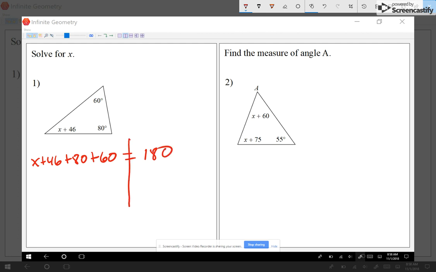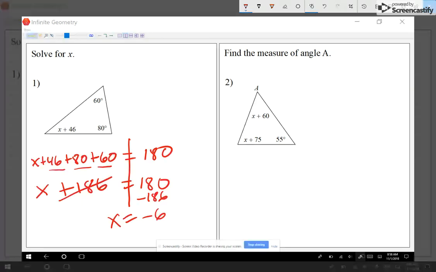The way I'm going to solve for x, the left side of the equal sign, I'm going to simplify it. I can combine those like terms. I'm not doing anything to the x. Now 46 plus 80 plus 60, that is 186. So I have that x plus 186 equals 180. Let me subtract 186 on each side. So I get that x is equal to -6.